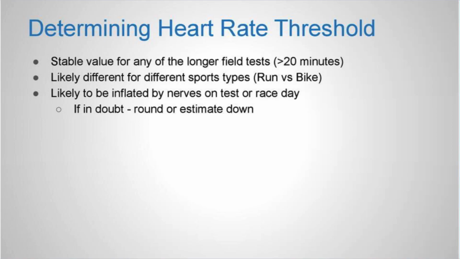To determine heart rate threshold, you'll look for the stable value from any of the longer field tests, any of them that are longer than about 20 minutes. By stable value, what we mean is that in the first few minutes of any of these tests, the athlete's heart rate will slowly rise, which can lower the average. Look for where it plateaus and use the average from that.